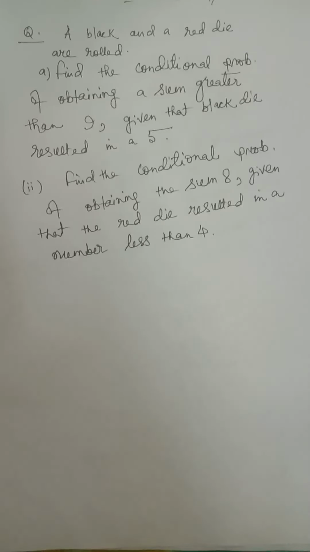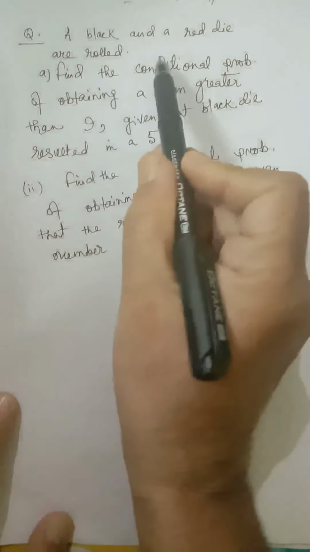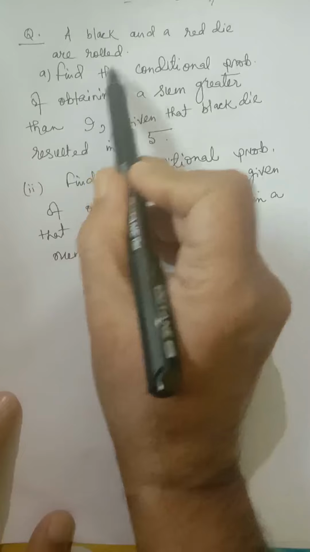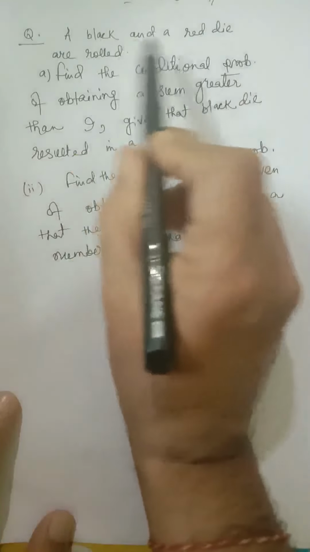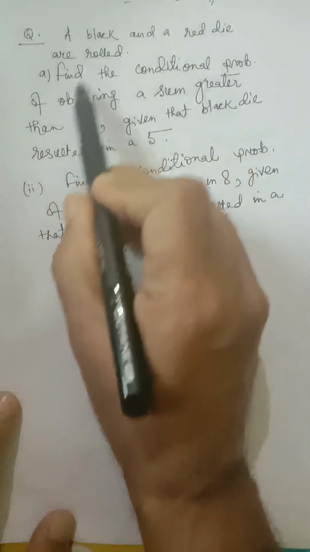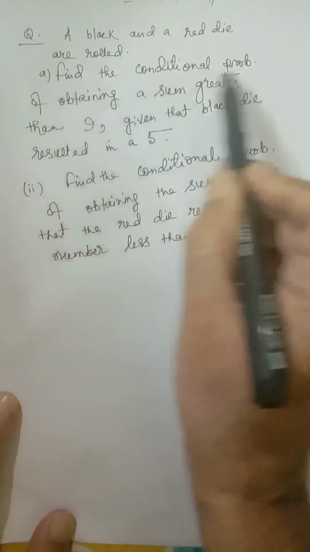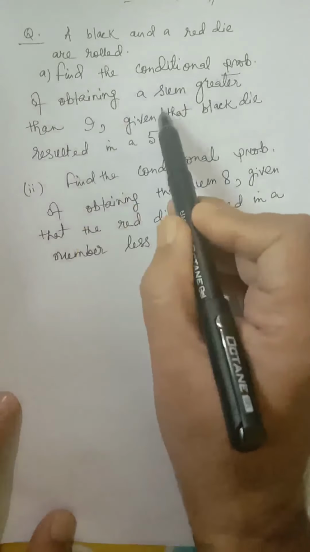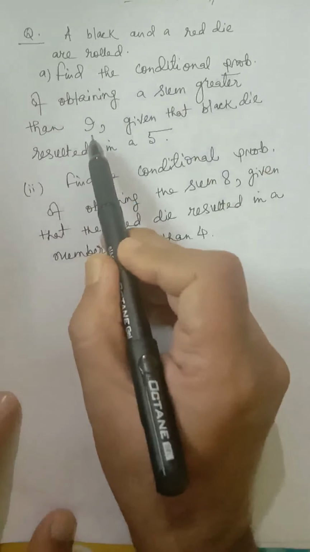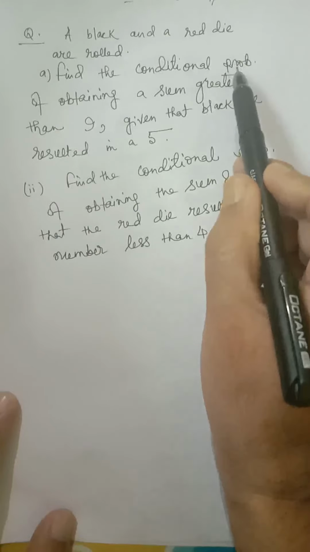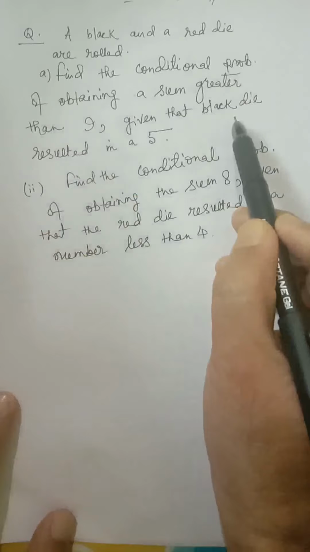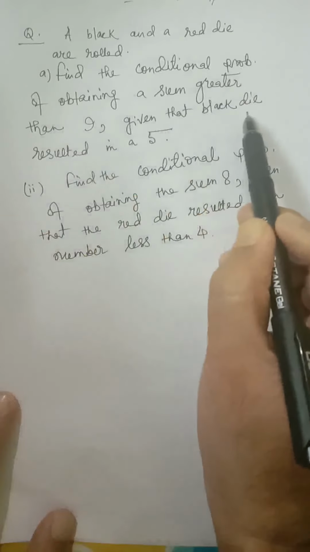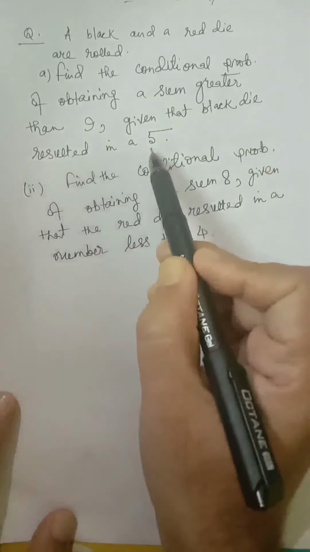Now let us solve this word problem given in NCERT book. A black and red die are rolled. That is, first die is black in color and second die is red in color. Number 1. Find the conditional probability of obtaining a sum greater than 9, given that the black die resulted in a 5.